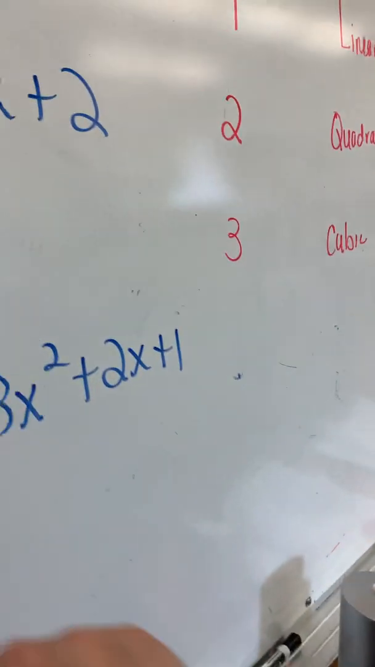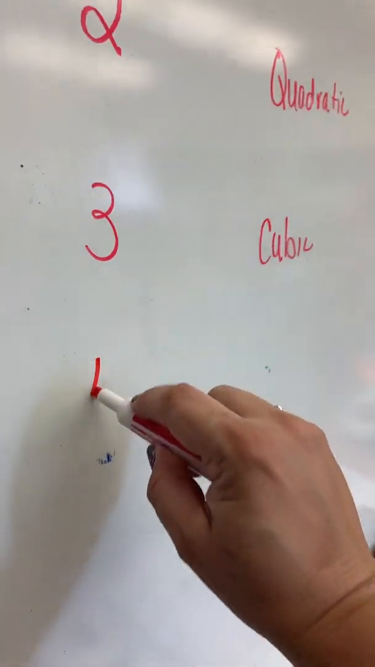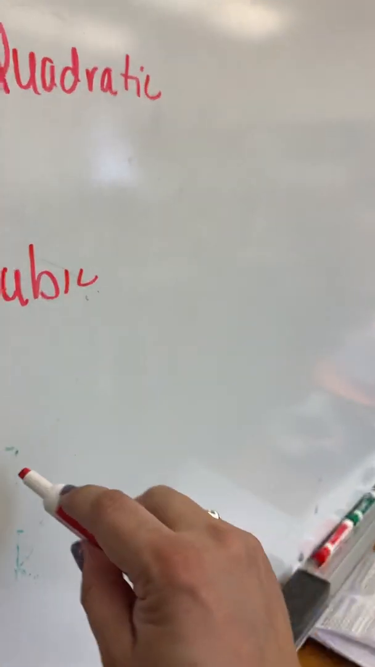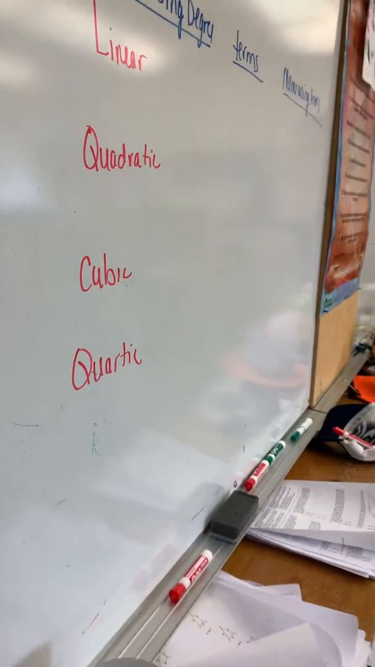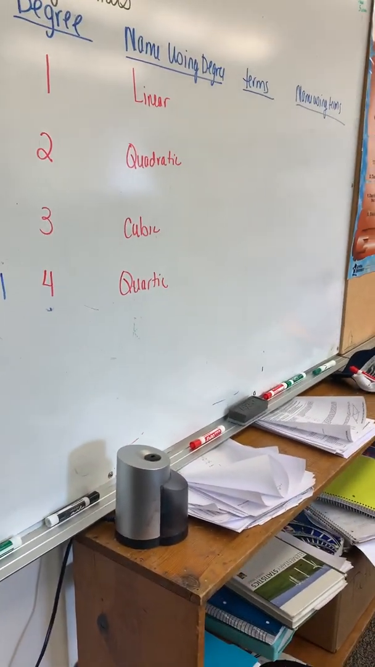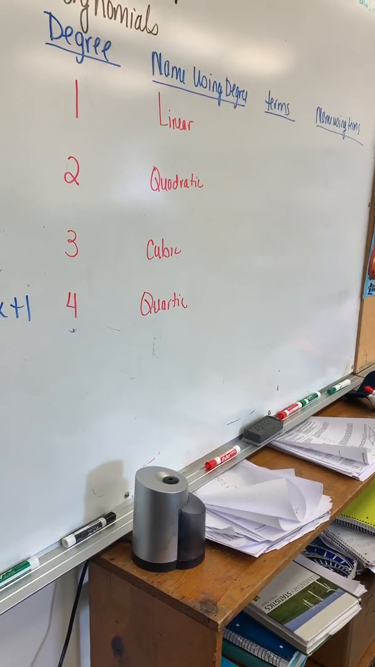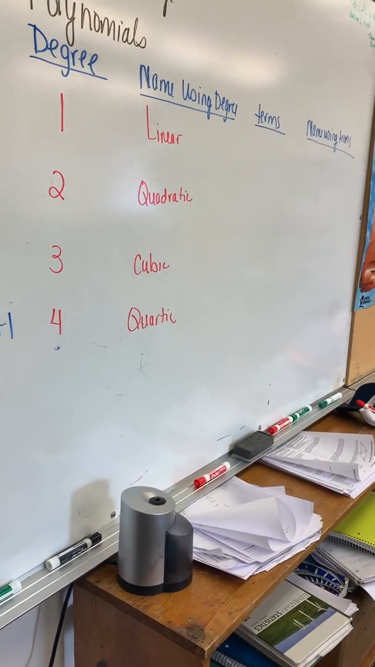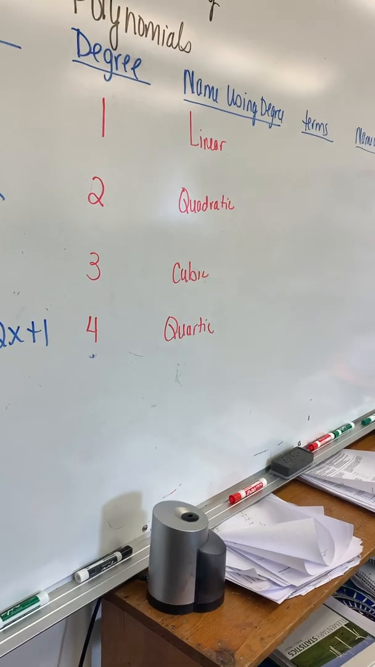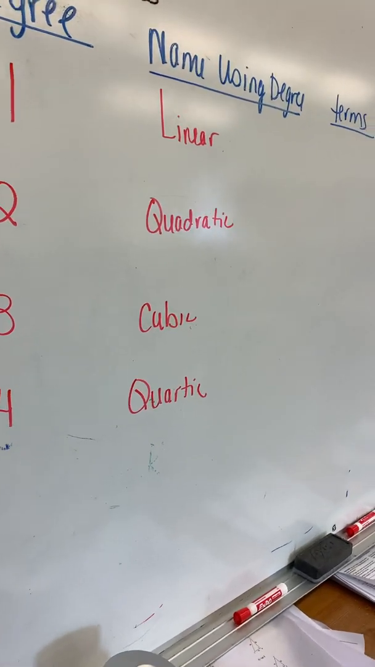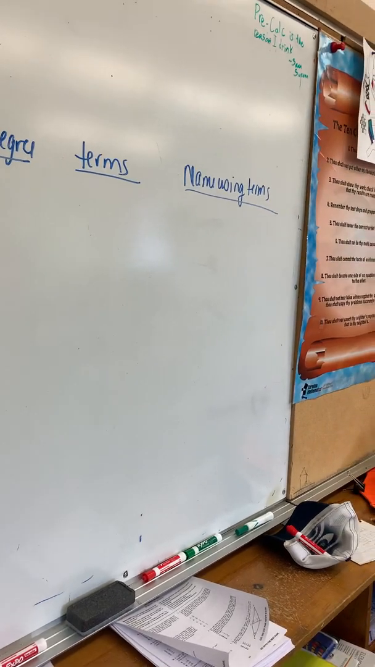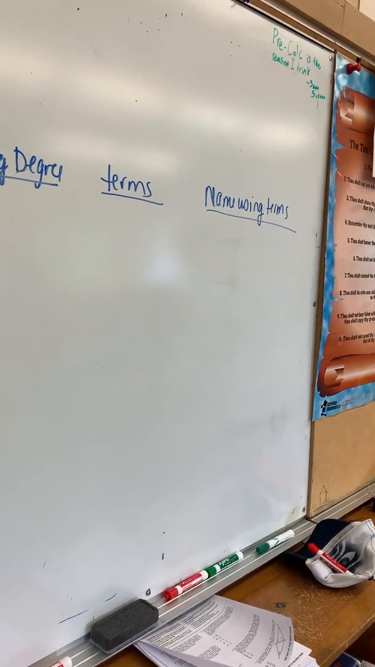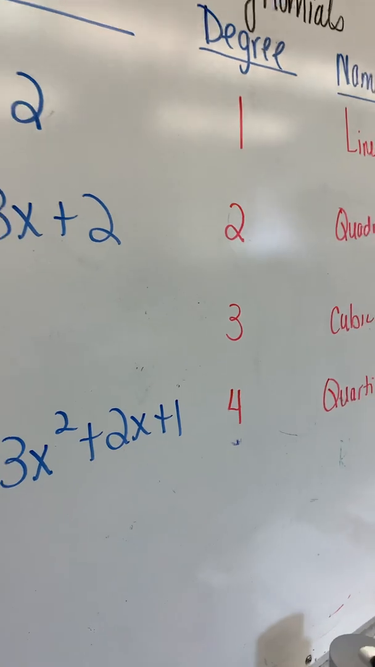What's this one's power? 4. This one, they don't have it in the book, but it's called quartic. Another fancy name. So anything to the fourth power is a quartic. Fifth power is a quintic. When you start getting to the sixth power, you would just say sixth power polynomial, seventh powered polynomial, eighth powered polynomial.